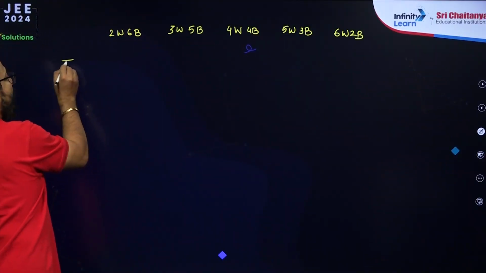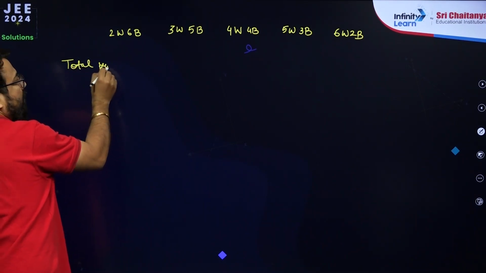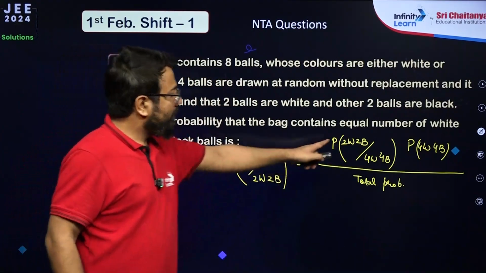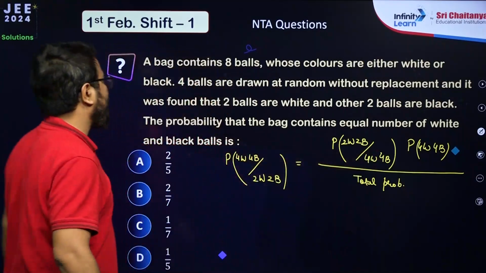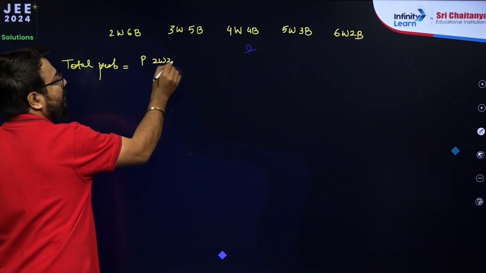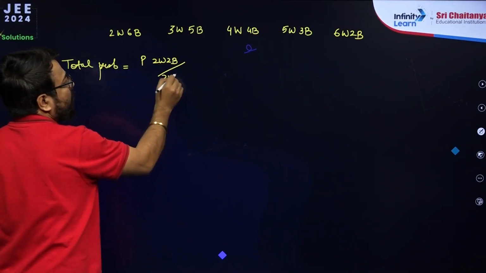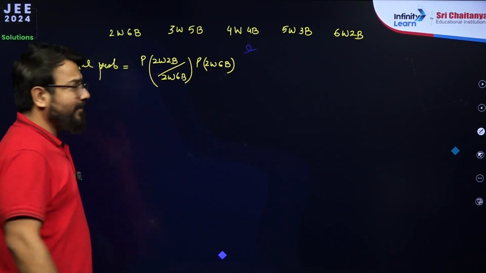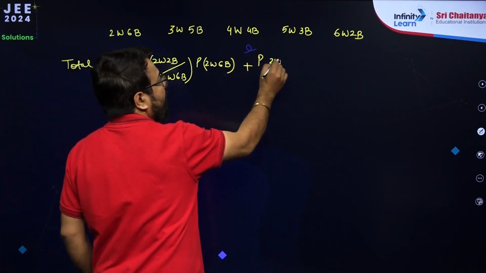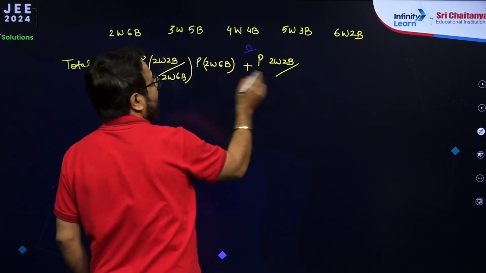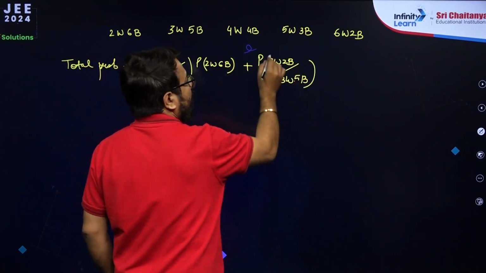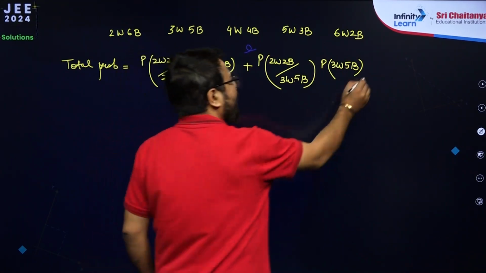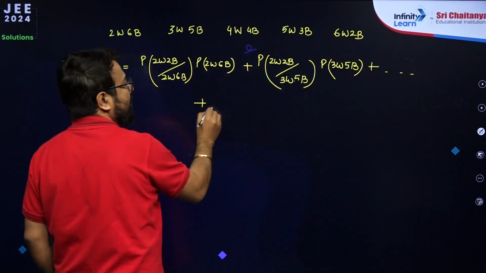Now if I wish to write the total probability in terms of the Bayes theorem, that will be equal to, here you can see, 2 white 2 black when 4 white and 4 black balls are there. So here also I'll be writing the probability of 2 white 2 black when the bag contains 2 white 6 black, into the probability of 2 white 6 black. Are you able to understand? Now moving forward, the probability of drawing 2 white 2 black when the bag contains 3 white 5 black, into the probability of 3 white 5 black. I hope you understood this, and it will go on till the last case.